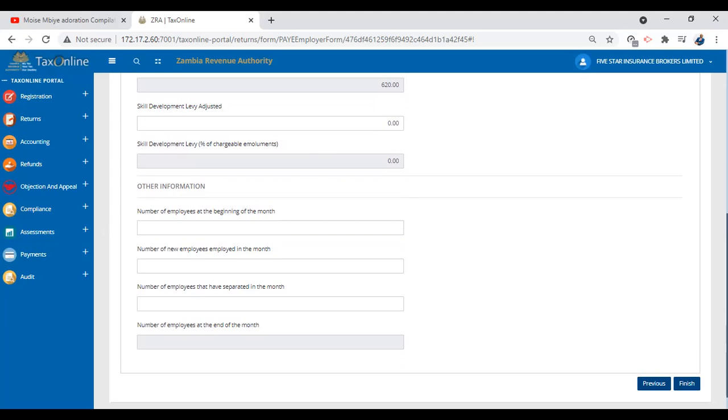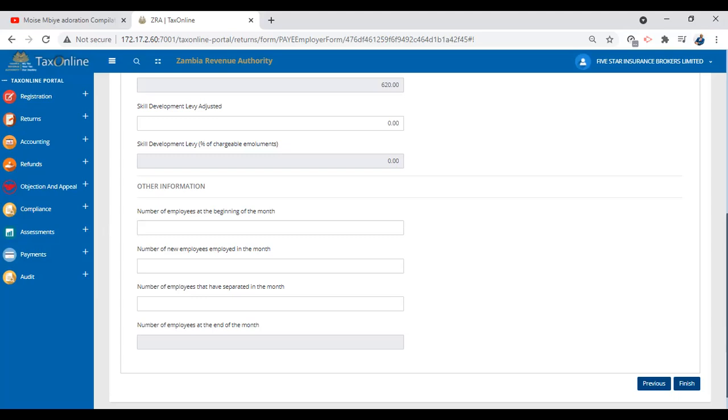So on the other information, there is number of employees at the beginning of the month. So you indicate the number of employees that were there at the beginning of the month. Then there is number of new employees employed in the month. You can also put the number of employees that separated. If there is none, you just say nil or zero. And then number of employees at the end of the month. This one, you have to take the number of employees that you have actually recorded in the return.